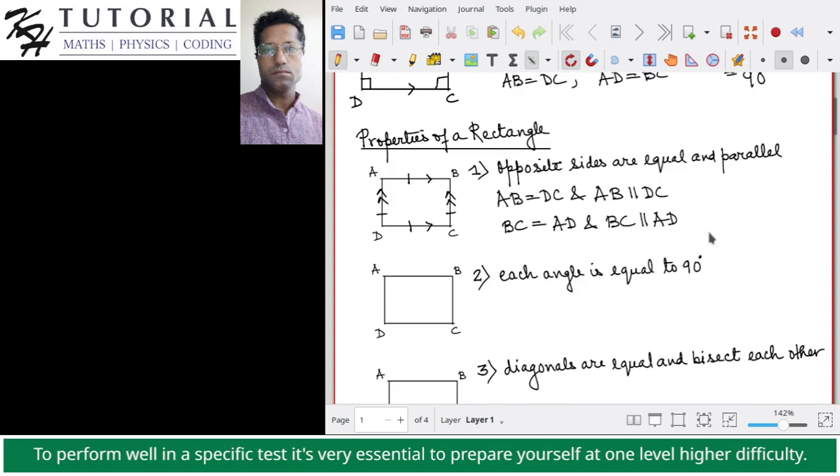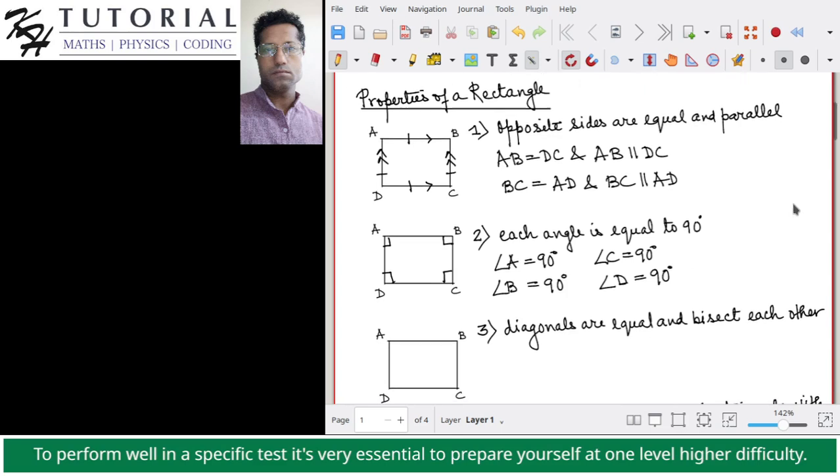Property number 2 is that every angle of a rectangle is 90 degrees. There are 4 angles in a rectangle. So we have angle A equal to 90 degrees, angle B equal to 90 degrees, angle C equal to 90 degrees, and angle D equal to 90 degrees.